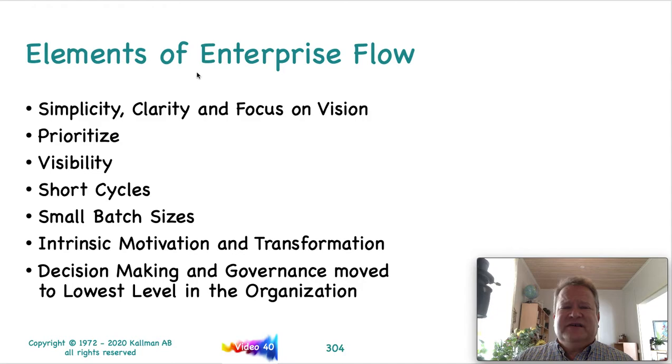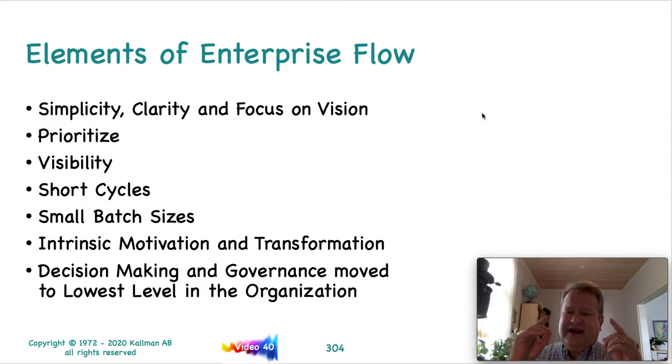So, the elements of enterprise flow. You have to be able to cascade your vision. It has to be simple, has to be clear, and you make sure that people are focusing on the vision. What is the vision that we're trying to deliver? You've got to prioritize. You've got to make it visible. You've got to have big visibility for what you're doing. You've got to have short cycles, small batch sizes, intrinsic motivation, and transformation.